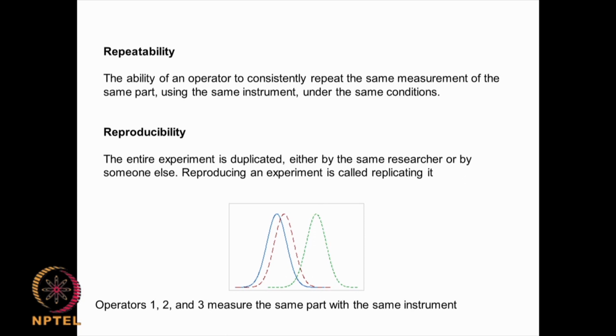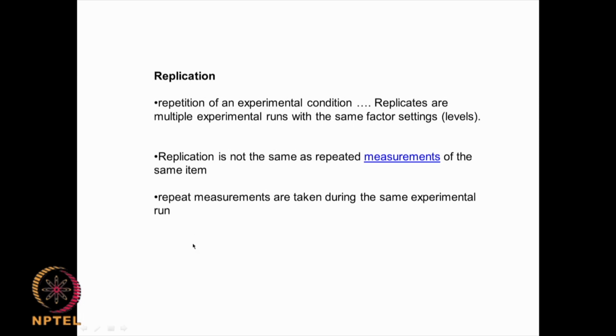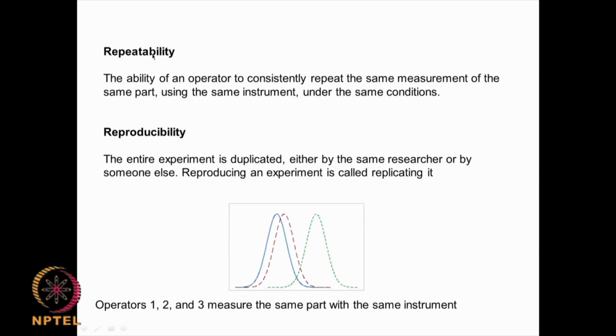You keep all the variables, set all the variables and do the experiment, do the extraction, measure the biopolymer using a chromatography and so on. So, the entire experiment is duplicated by the same researcher or by someone else. So, that is called reproducibility. So, reproducibility is same as replication, but repeatability is repeating the analysis twice or thrice and so on actually.